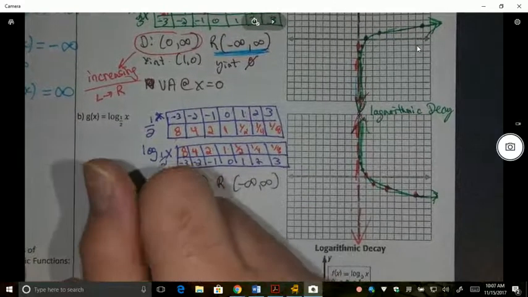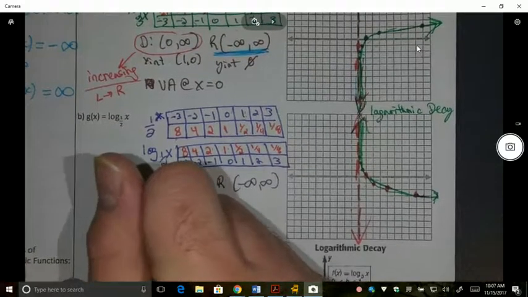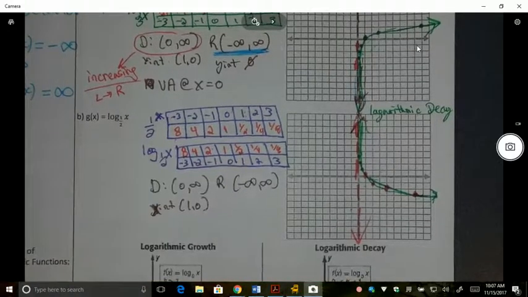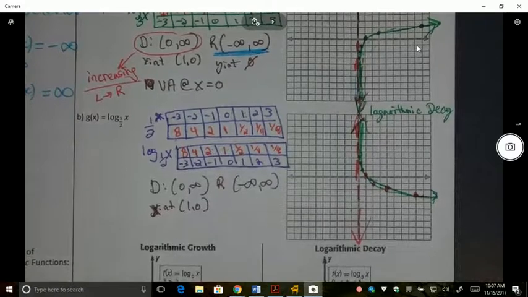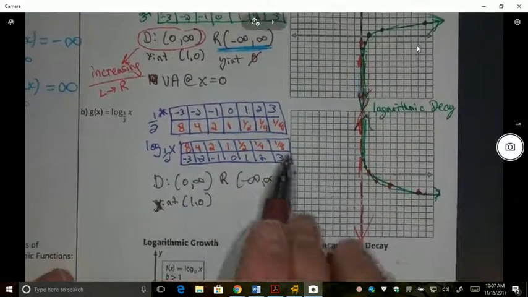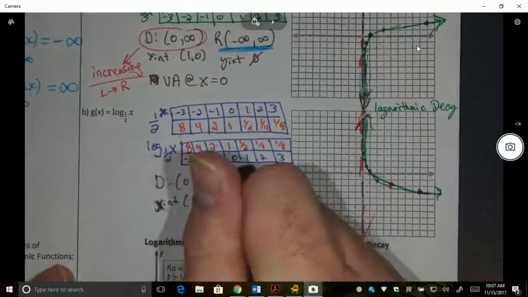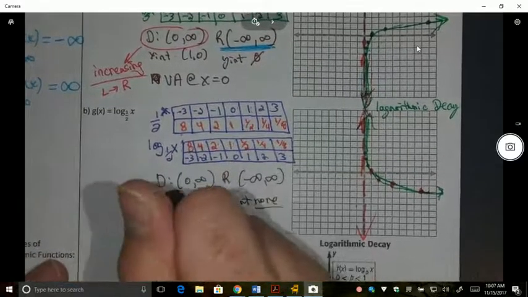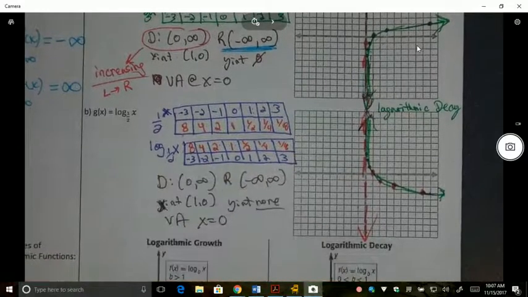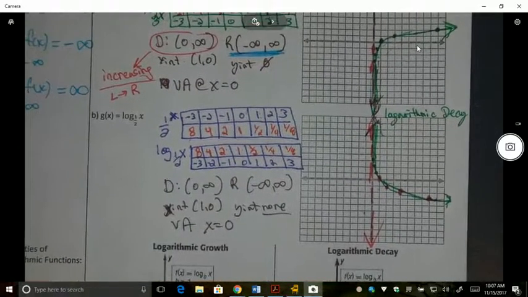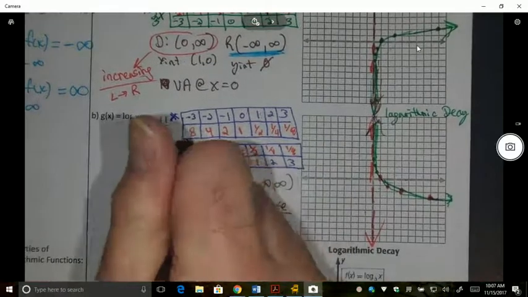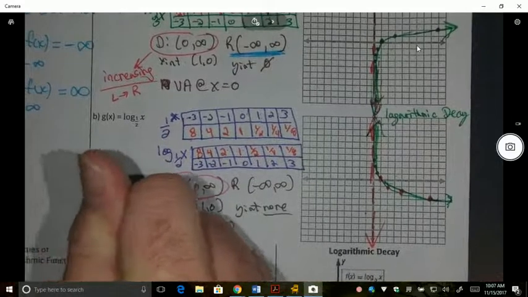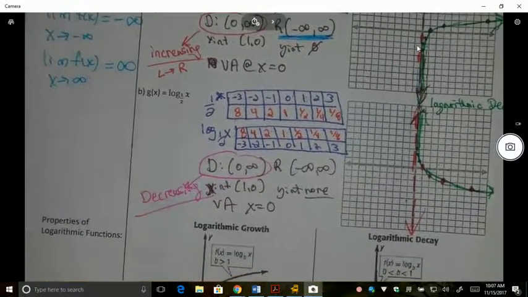Our intercept, or it's actually the x-intercept, excuse me, once again is (1, 0), unless we shift it up or down or left or right, then it would move its values a little bit. The y-intercept doesn't exist. The vertical asymptote is still at x equals 0. Now the difference here is going to be in the description of the end behavior and the fact that across our entire domain this function is decreasing as we go from left to right.